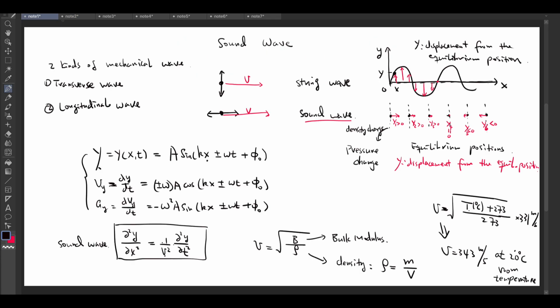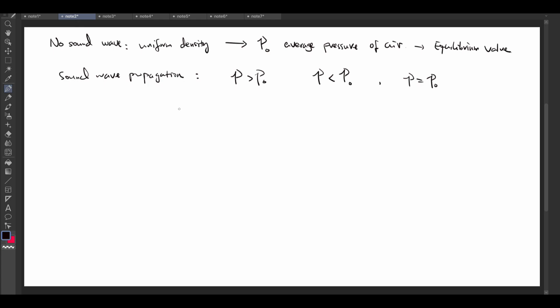Because remember in the previous diagram, the reason we have this y in the expression here is that y is with respect to the equilibrium position. And sometimes the displacement is to the right, sometimes to the left. So that's why we have positive values and negative values. So now if the pressure is defined in the same way, we say, how about P minus P naught, with respect to some equilibrium value, then we have this P called the pressure change.